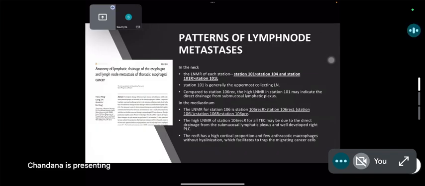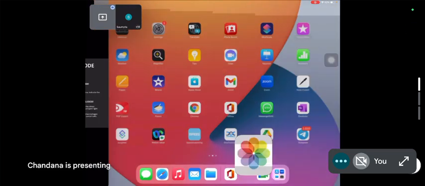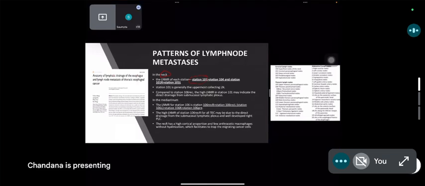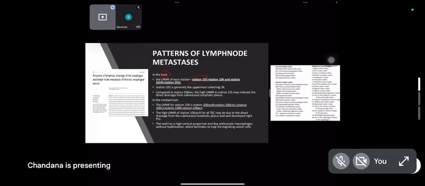So, pattern of lymph node metastasis. The lymph node metastasis in the neck is most common in station 101. Okay, 101 I said already. That is cervical paraesophageal lymph nodes. Okay. And station 101 is generally the uppermost collecting lymph nodes.